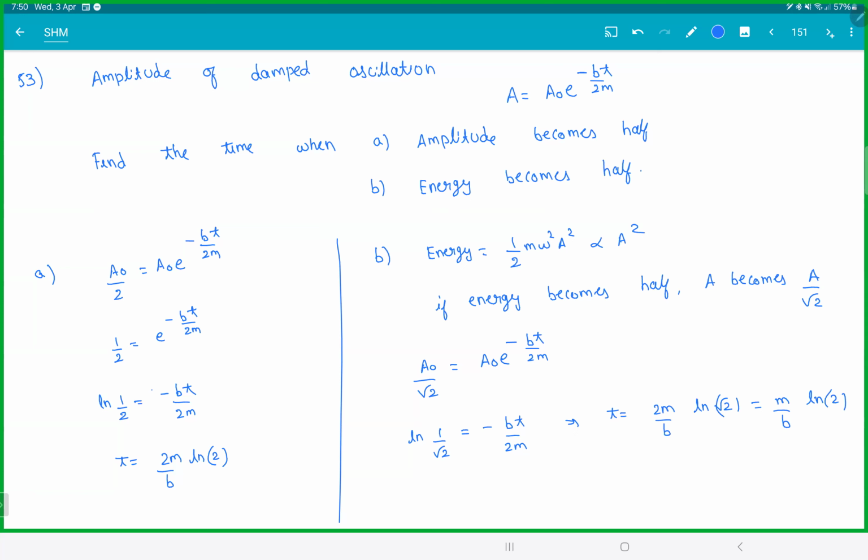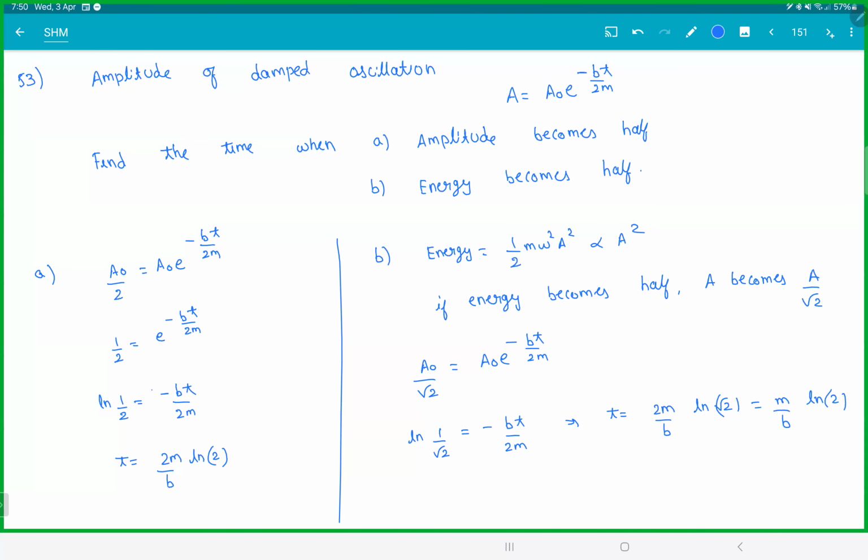They can ask you to find the time when the energy becomes 1/3, energy becomes 1/9, and so on. You just put in the formula and finish it off. So energy is proportional to a square and the amplitude is that thing. Clear with this? So that's the last one for the day.